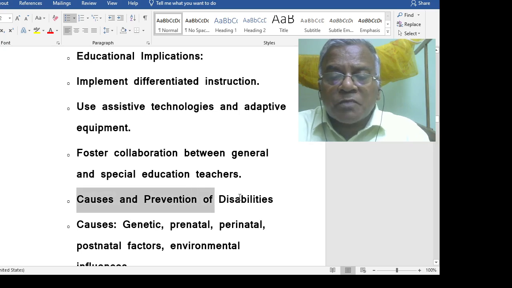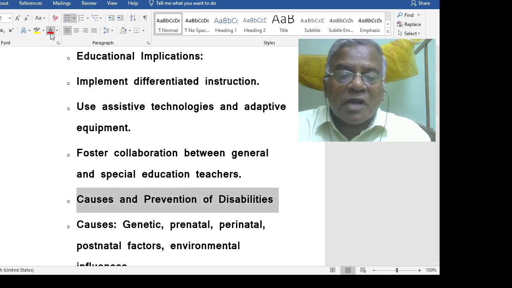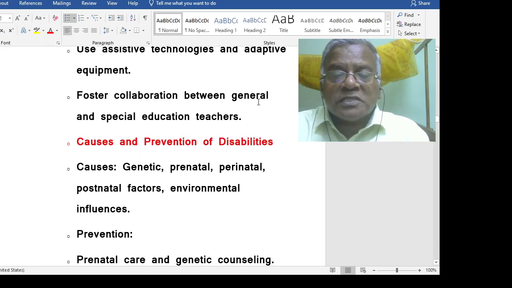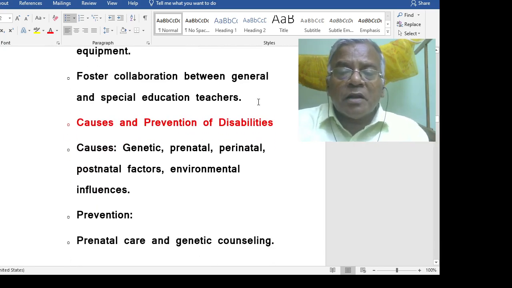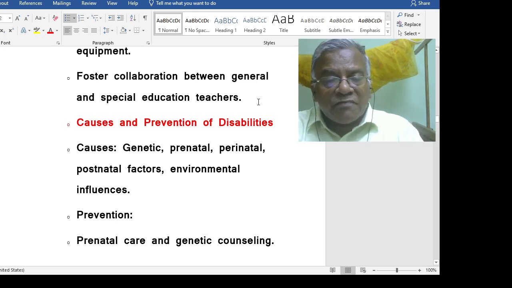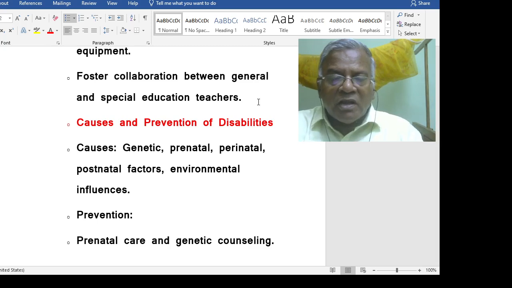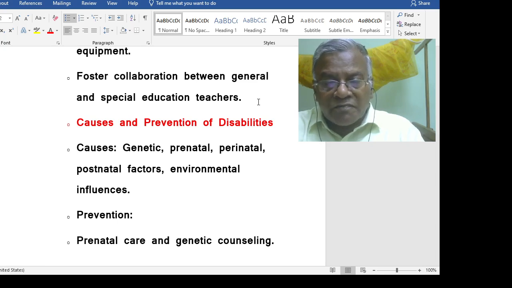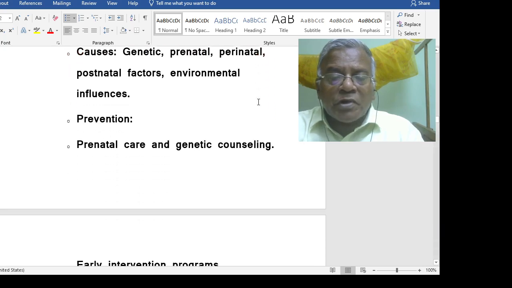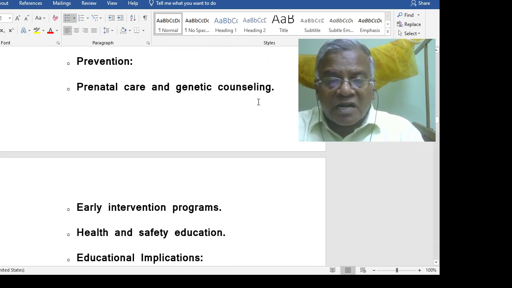Next one, causes and preventions of disabilities. That's another topic actually. Causes: genetic, prenatal, perinatal, postnatal factors, I mean, before birth, during birth, and after birth. So genetic, prenatal, perinatal, postnatal factors, environmental influence, all these things can cause trouble, no? They can create disabilities. How to prevent? Parental care and genetic counseling.